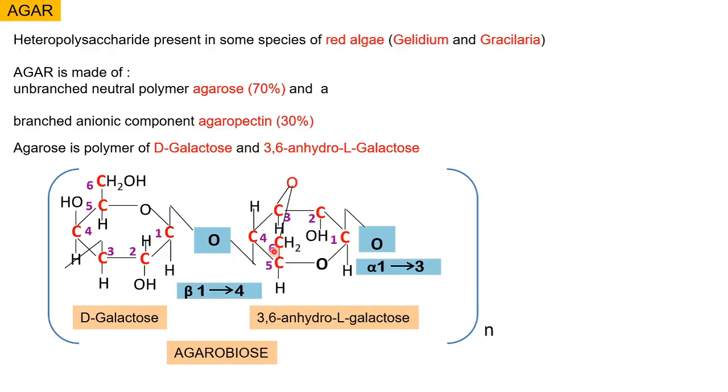I have not shown here the structure of agaropectin. Agaropectin has the same backbone structure of D-galactose and L-galactose, but the major difference is that it is branched and a highly heterogeneous structure, and it is attached with many anionic groups like sulfates and pyruvate.